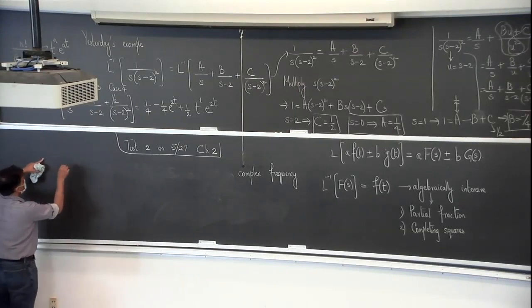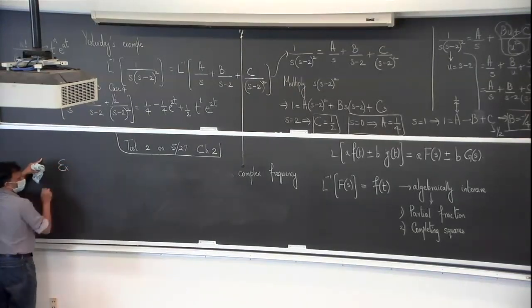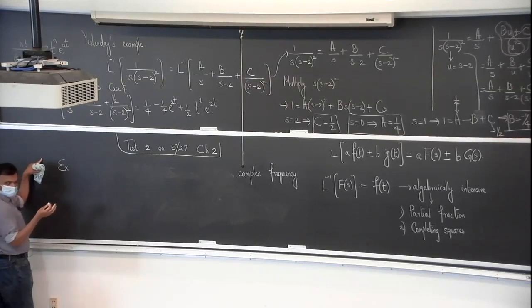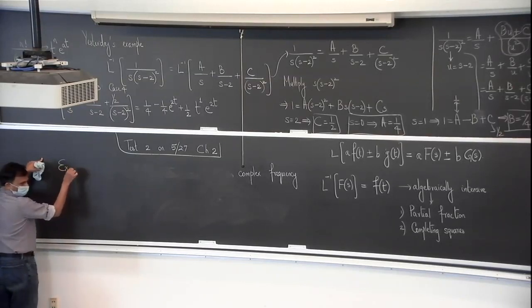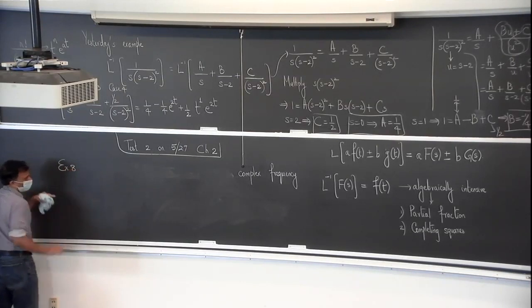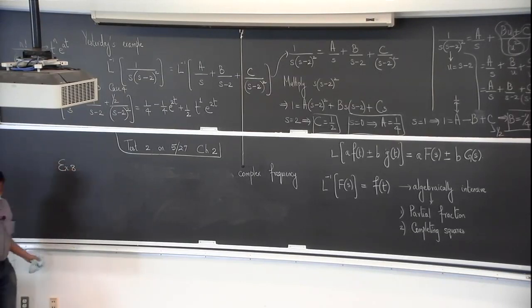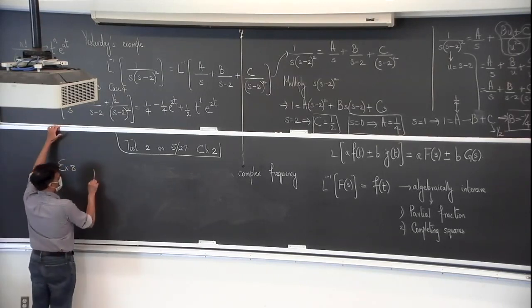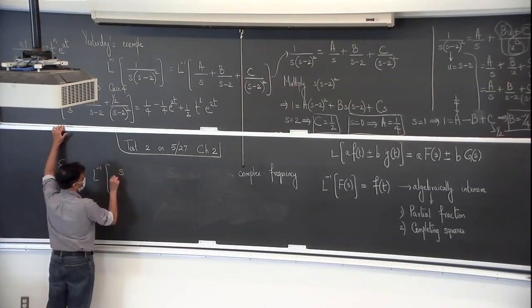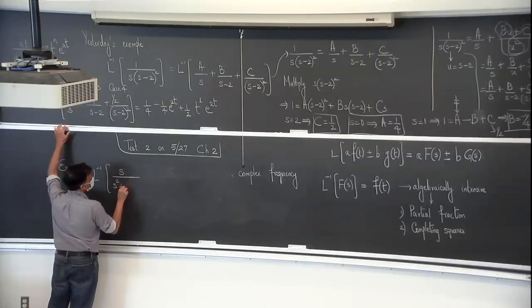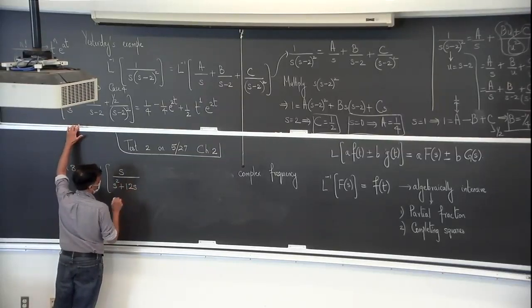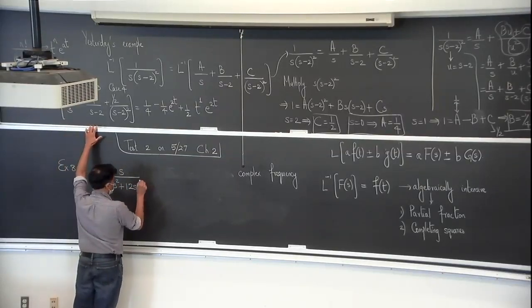So example 10, was it? I think we were numbering all the examples. I forgot where we stopped yesterday. Doesn't matter. You can put 85 if you want. Find the Laplace inverse of s over s square plus 12 s plus 45.